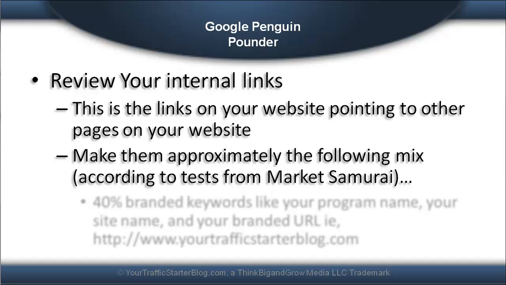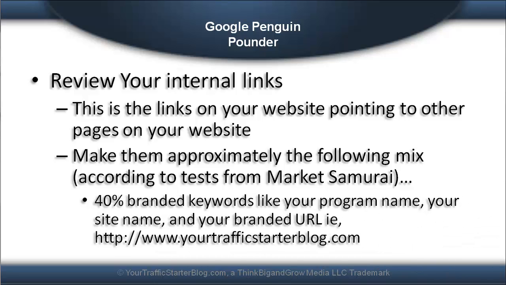But this ratio is a guideline. It's not hard and fast numbers. So if you have 41% and 39% and 21%, or I don't know, it has to add up to 100, it doesn't mean that you're suddenly going to get crushed by Google and their penguins. All right, these are guidelines, and you want to be around these numbers.